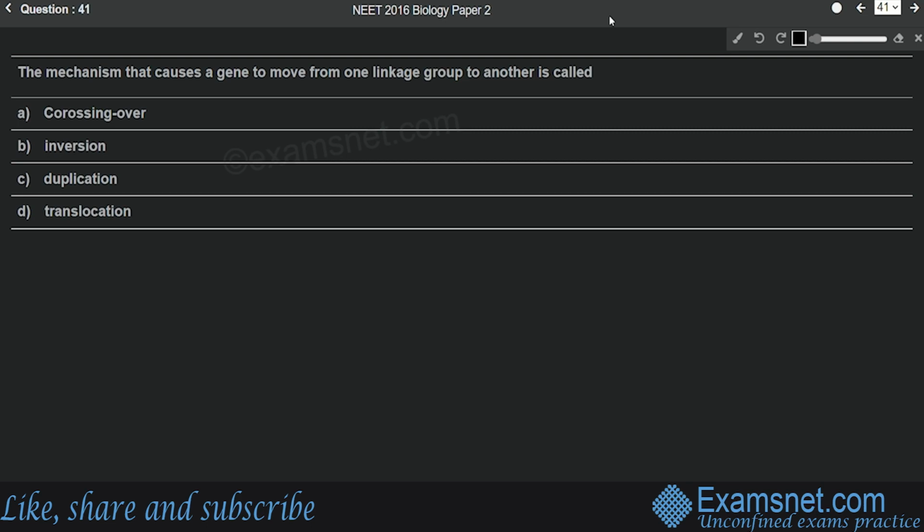Question number 41 is from the chapter Principles of Inheritance and Variation, and the question is, the mechanism that causes a gene to move from one linkage group to another is called. Options are crossing over, inversion, duplication and translocation. So what is a linkage group? A linkage group represents all of the genes on a single chromosome.